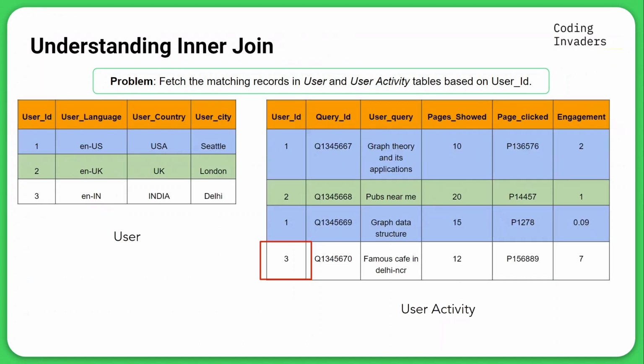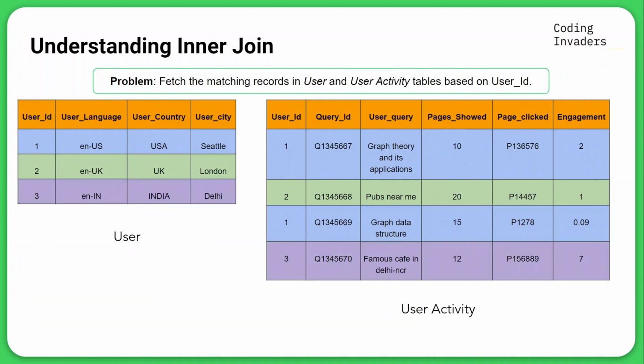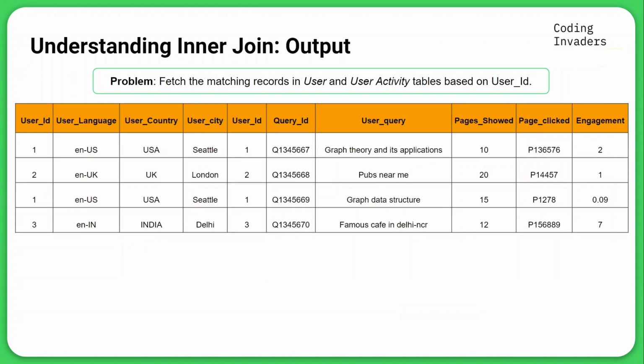Finally, let's check the last user ID in user activity. It's 3. Does it match with the user ID in user table? Yes, it does. It is right over here, right? Therefore, we add these values in our output. Overall, we get this output with 4 rows of matched data. Let's write the code for this problem together.